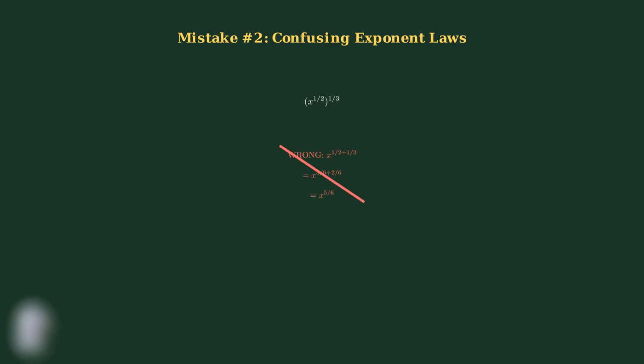Another common mistake is confusing the laws of exponents. When raising a power to a power, some students incorrectly add the exponents instead of multiplying them. The correct approach is to multiply the exponents. 1/2 times 1/3 equals 1/6, giving us x to the 1/6 power.